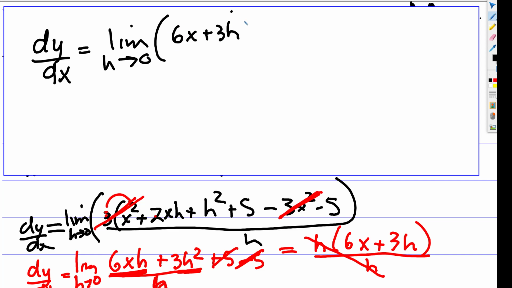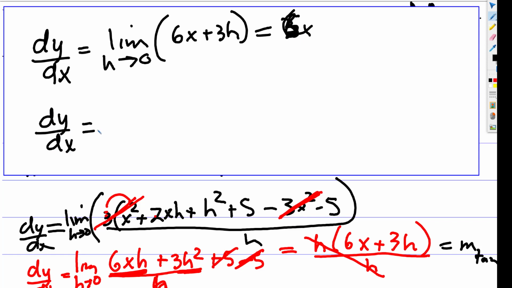Remember what I said in the definition? The derivative is the function that produces instantaneous velocity or slope of the tangent line. So now we're going to substitute 0 in for h. Well, that will make 3h zero. So the function that's produced is 6x. So dy over dx is the function 6x.